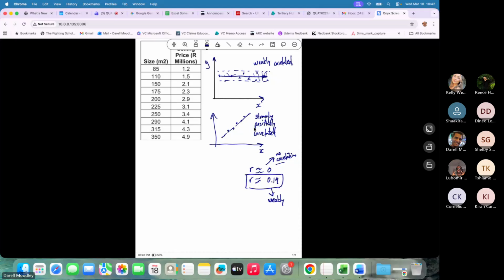Make sense? I'll get to how we work out this R. We're coming there. I need to explain to you what it actually means before we do the calculation. Just let me know if there are more questions, if that didn't answer it. Happy to elaborate on that.